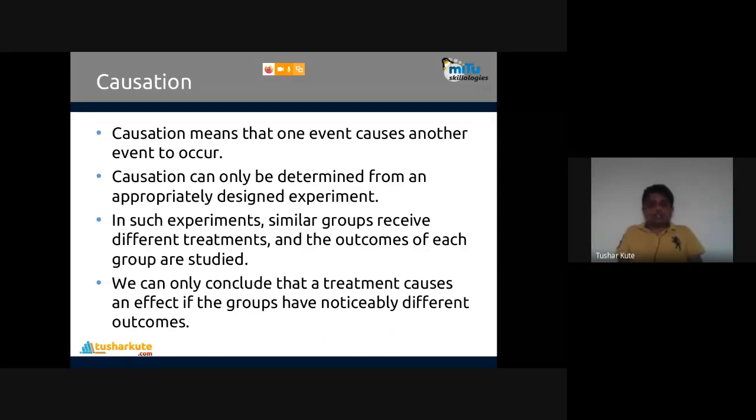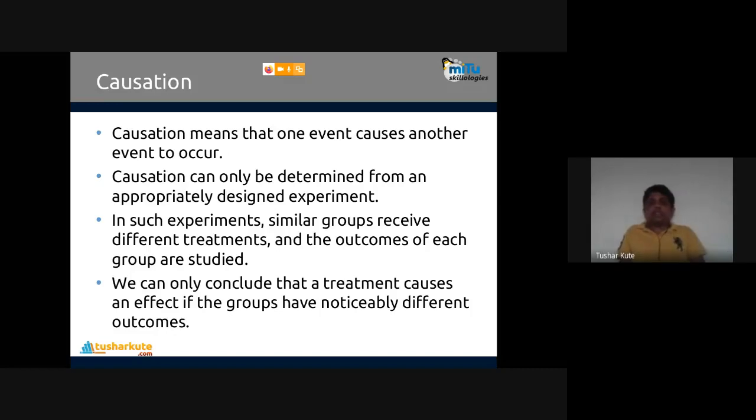Causation and correlation, they are connected things together. Causation means that one event causes another event to occur. That is called causation. It can only be determined from an appropriately designed experiment. The reason that dependencies are there, that's what causation is.